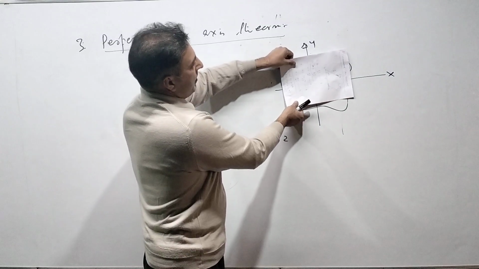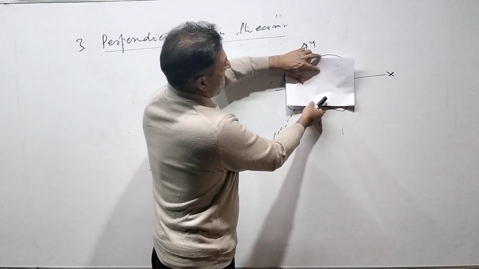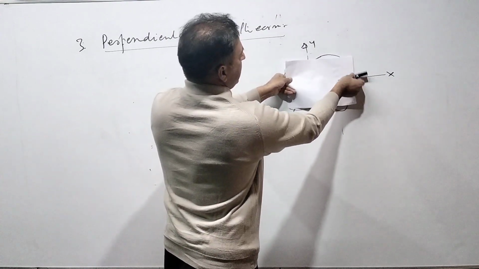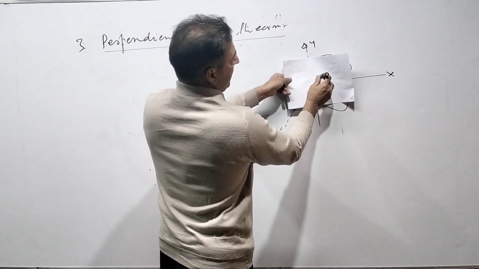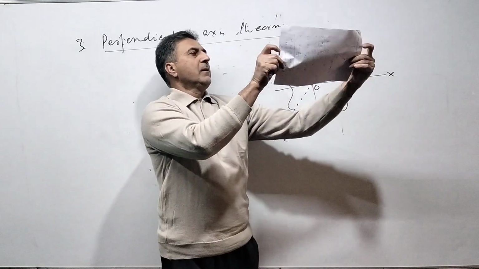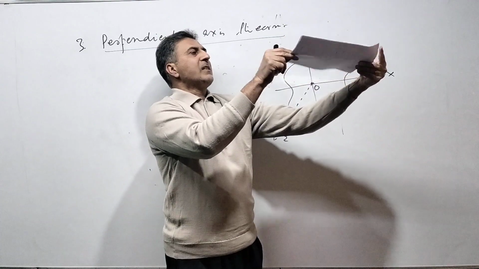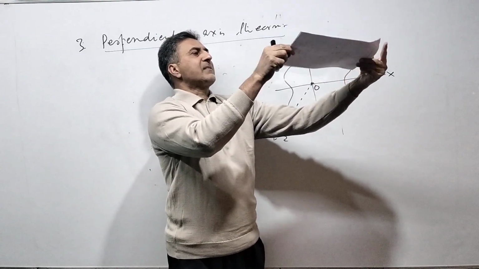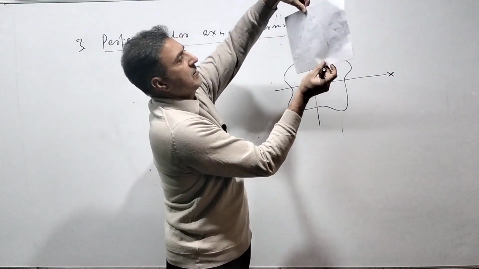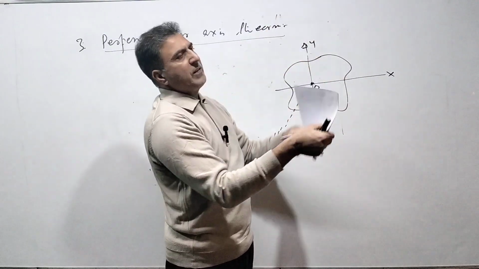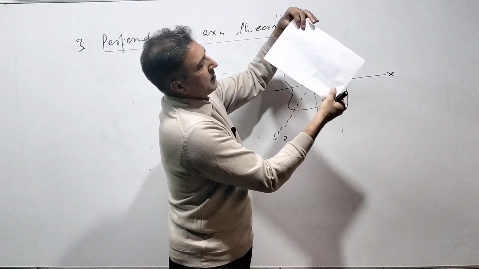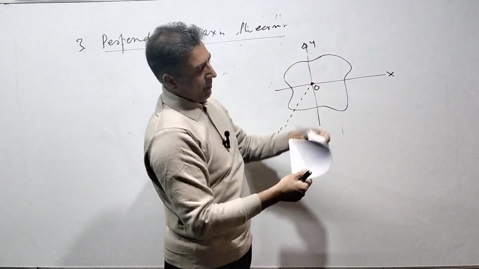Let me suppose it is a planar body. This is the x-axis, this is the y-axis, this is the z-axis. If this body rotates like this, it rotates about the x-axis, so it has moment of inertia about the x-axis, Ix. If it rotates like this, it rotates about the y-axis, so it has moment of inertia about the y-axis. If it rotates like this, like this.